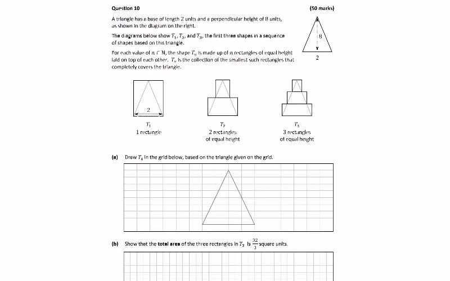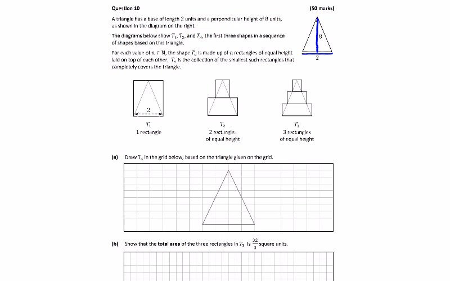So question 10, we have a triangle of base length 2 and perpendicular height 8 as shown here. And then we have T1, T2 and T3, the first three shapes in a sequence of shapes based on this triangle. So each value n is an element of the natural numbers, so we can only have stages 1, 2, 3, 4.